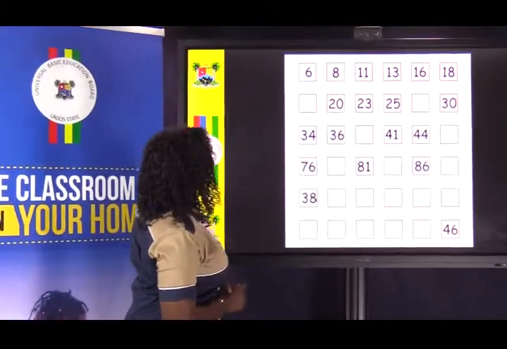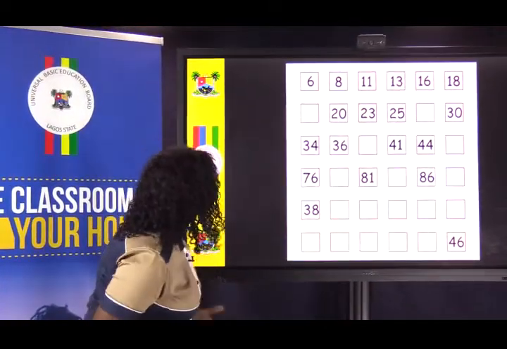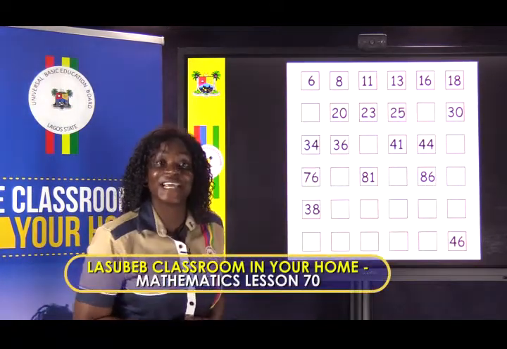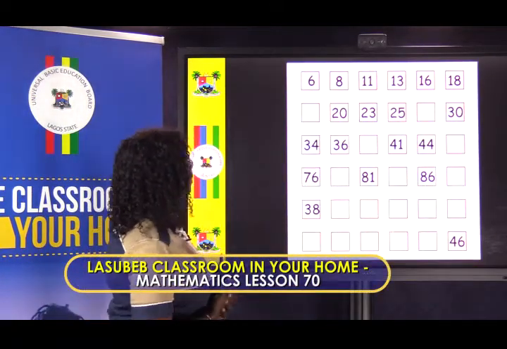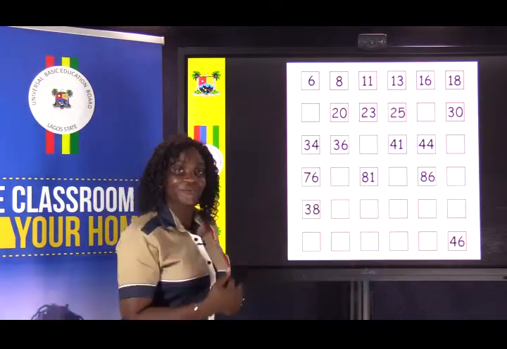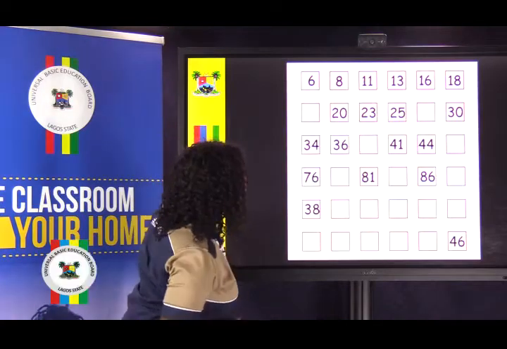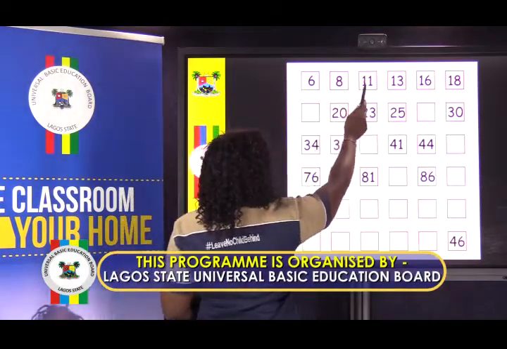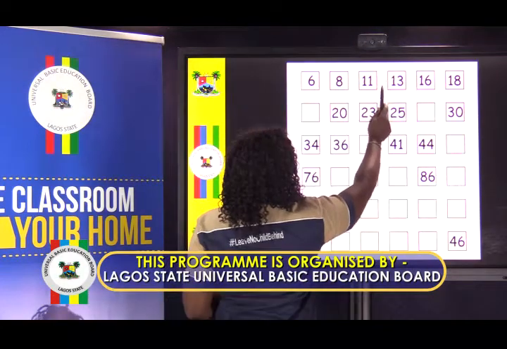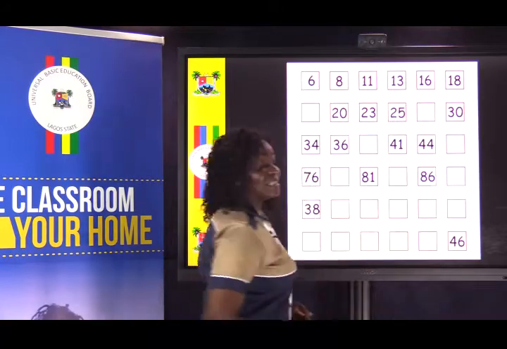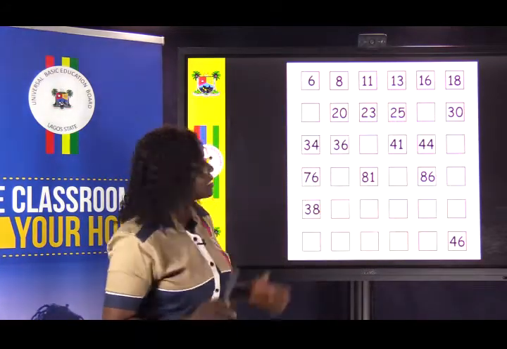Yes, 6 plus 2 gives 8. But 8 plus 2 will not give us 11. Yes, 8 plus 3 is 11. So 11 plus 2 is 13. Remember, 2 first, 3 next, 2 again, then 3 again. 6 plus 2 is 8. 8 plus 3 is 11. 11 plus 2 is 13. 13 plus 3 is 16. And 16 plus 2 is 18.